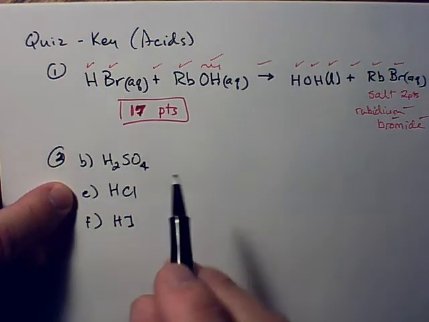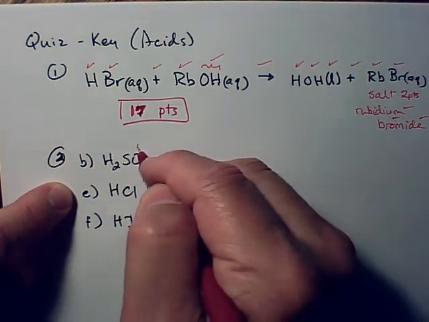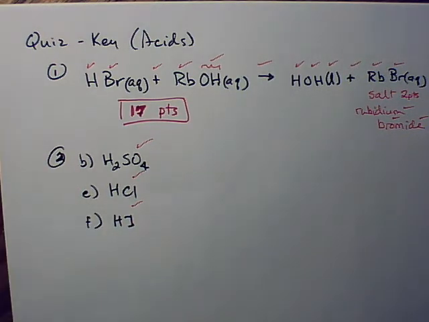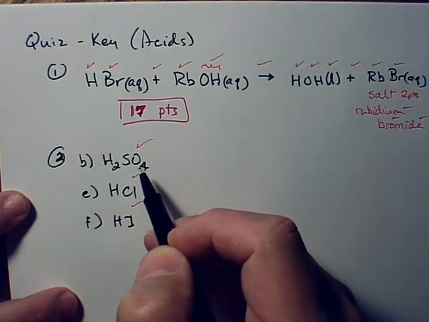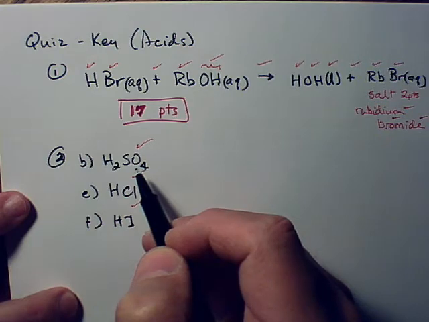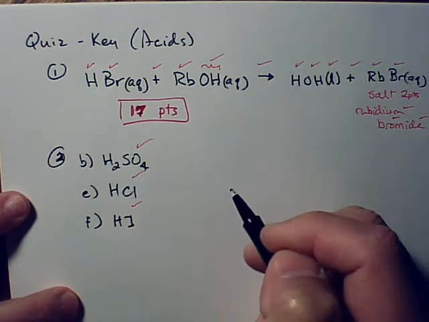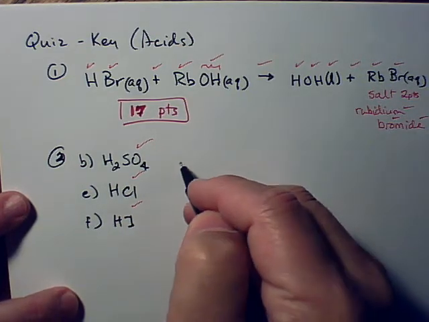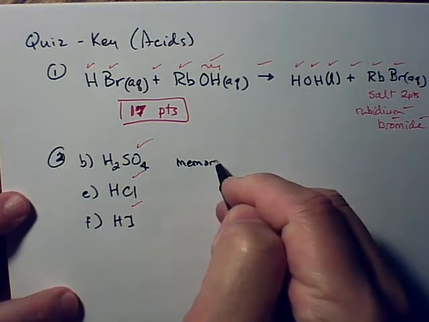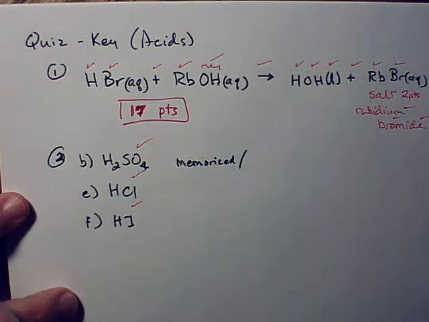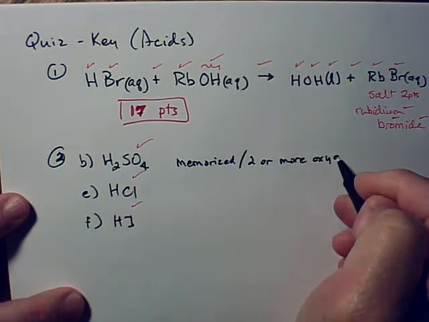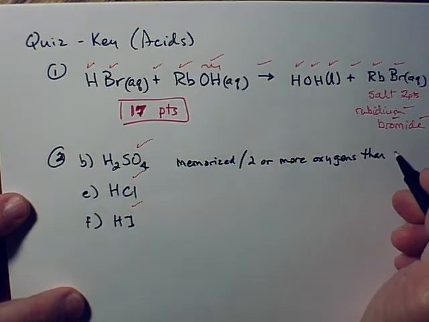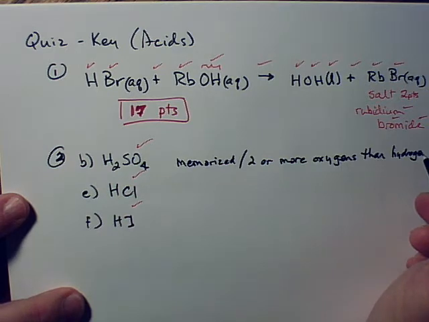All right, these are the strong acids. Identifying them correctly is each worth 1 point, but it doesn't say you can only identify them. It says you have to explain how you know them to be strong. Okay? Now, there are 2 ways to know that they're strong. One is to identify them as strong from memorization. You could say, I memorized them. Okay? The other way is to say that there are 2 or more oxygens than hydrogens. Actually, it's acidic hydrogens. I'm just shorthanding it here, okay?